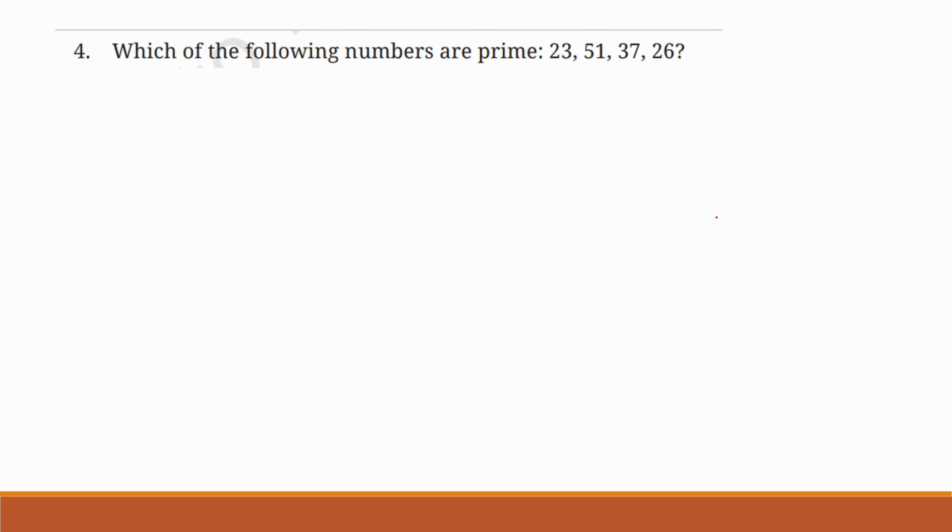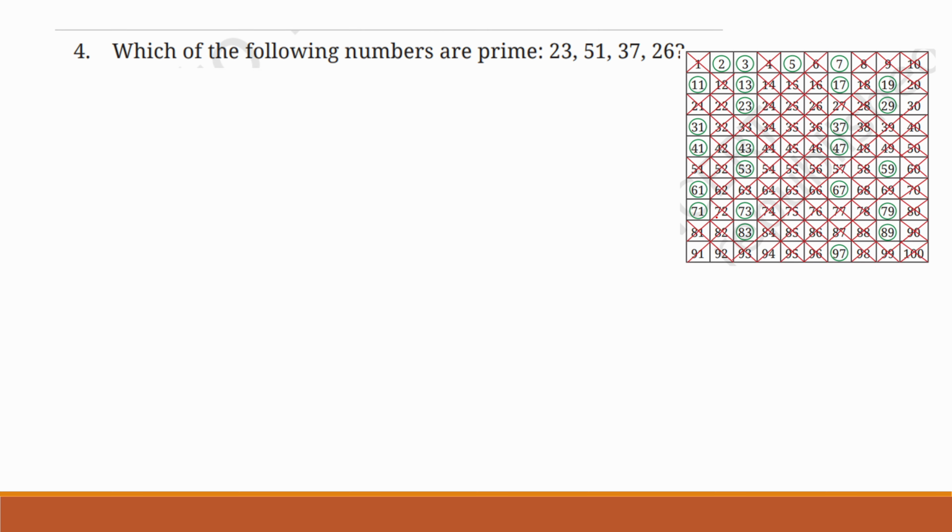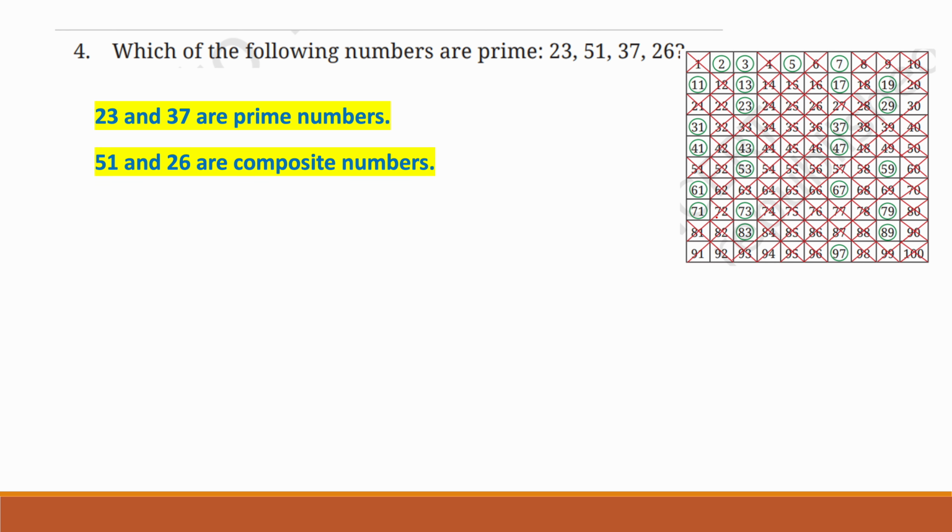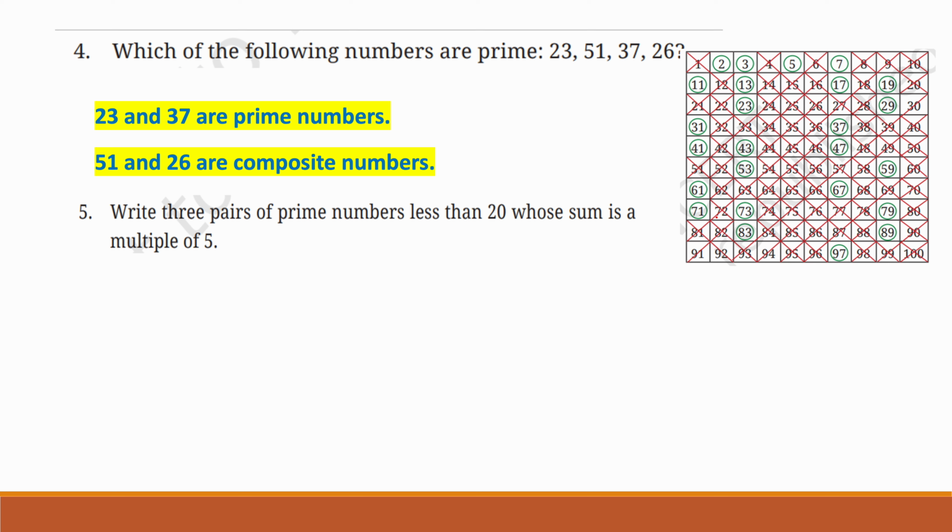Which of the following numbers are prime? 23, 51, 37, 26. 23 and 37 are prime numbers. They have only two factors, 1 and the number itself. 51 and 26 are composite numbers. They have more than two factors.